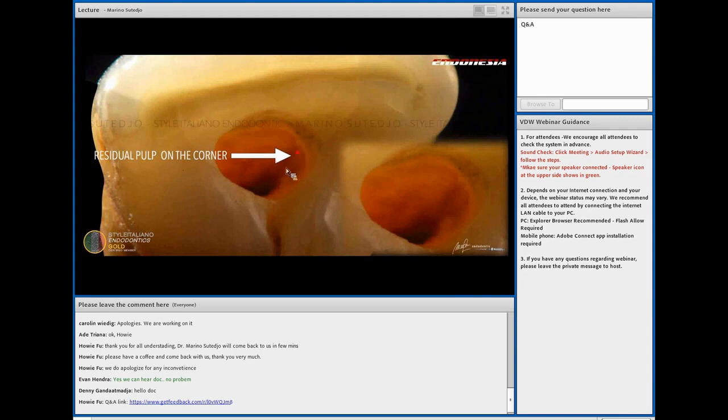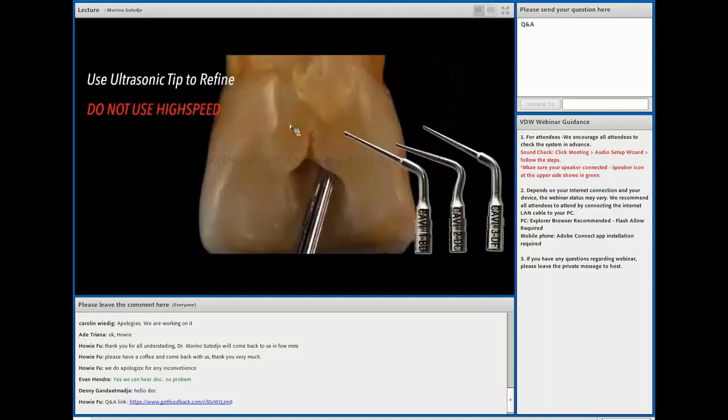But make sure you check if there is any overhanging that may trap some residual pulp at the corner. You can use your endo explorer to check if there is any pulp. As you can see, there is some pulp tissue over there, and it will definitely endanger our restoration protocol because it might not have a good fit, and it might create leakage in the future.